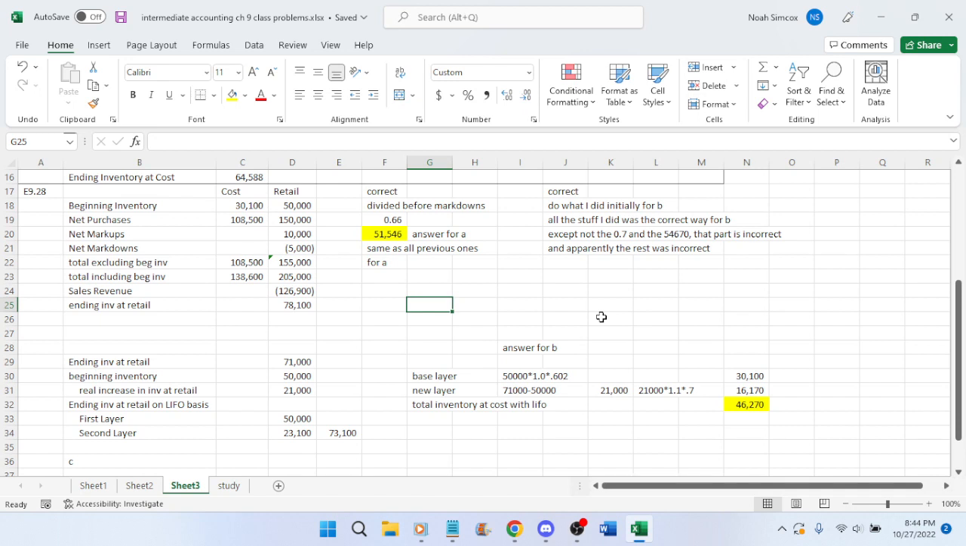So what did I do for B? So we have ending inventory plus purchases, and then, oh my gosh, this is confusing. Oh, you don't do the same thing you did before because you don't add beginning inventory. What on earth?